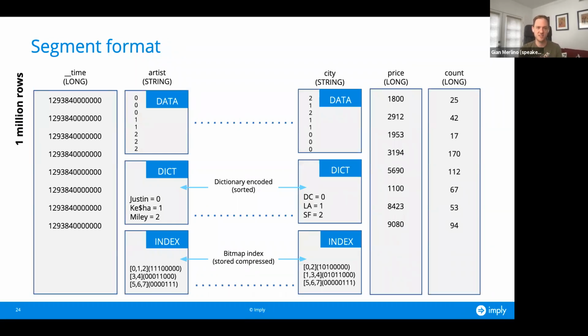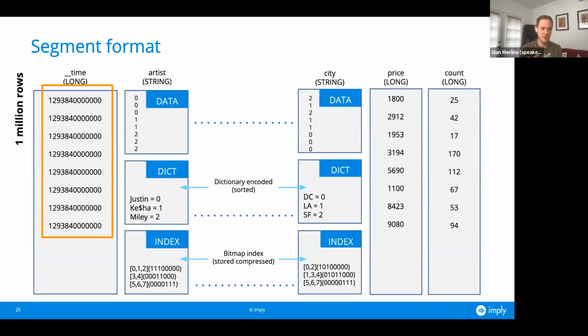I think to understand that, we need to talk about the segment format. And so this is part of why we're zooming in. Here is a segment with a data set that is concert ticket sales in various cities for various artists. This is a segment that has 8 rows in it. You can tell it has 8 rows because there's 8 values in the data section of every column.